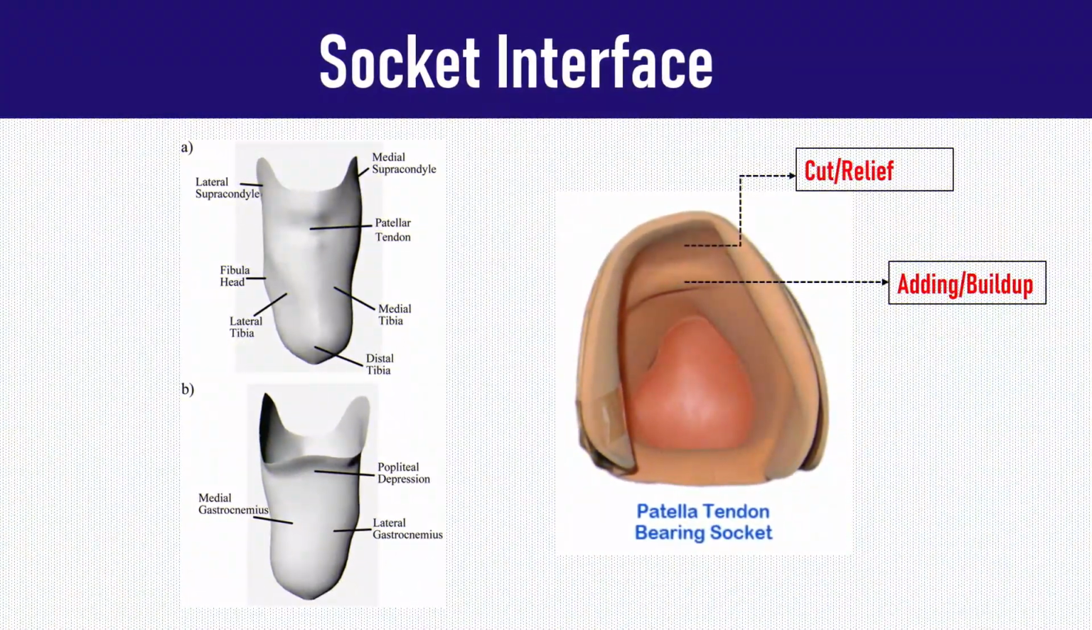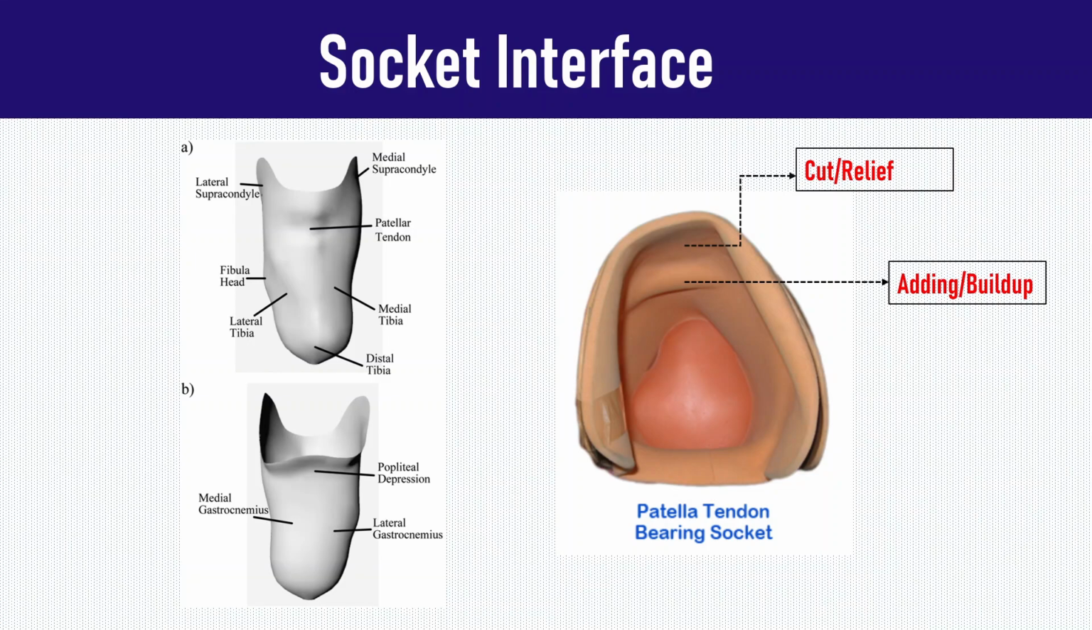Now we will see the PTB socket or patellar tendon bearing socket interface. In picture A, we can see lateral supracondyle, medial supracondyle, fibular head, lateral tibia, medial tibia and distal tibia. We know these are pressure sensitive areas, so we can't give that much pressure here. That's why we make cut or relief here from inside the socket. And we can also see the patellar tendon. We know it is pressure tolerant area, so we have added extra material here.